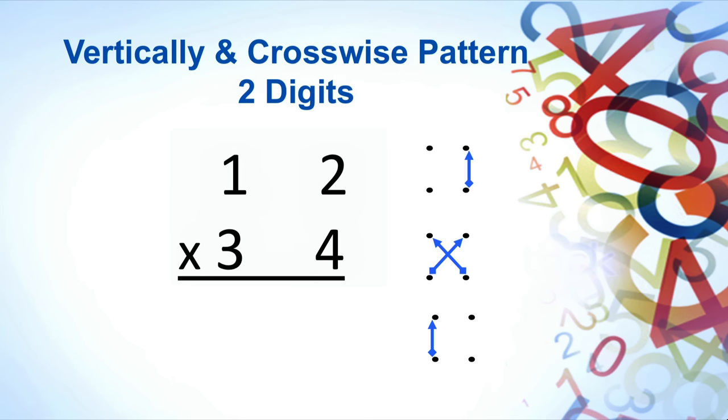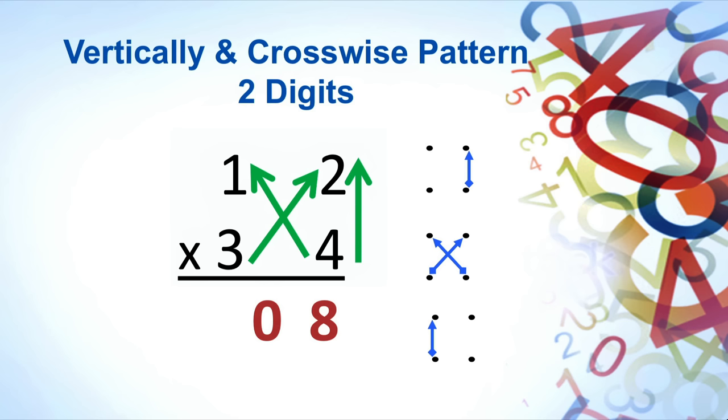4 times 2 gives us? 8. Now we go crosswise like this. So we're going to multiply 4 times 1 and 3 times 2. 4 plus 6 gives us? 10. So we put down 0, carry 1, and 3 times 1 gives us 3. Plus 1? Exactly, that's our answer, 408.